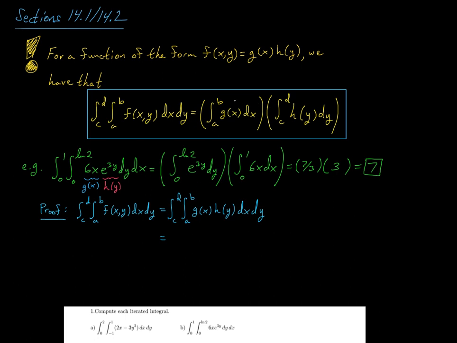Okay, so here's the general statement. So if your integrand, again, is of the form something that depends only on x, so say g of x, times something that depends only on y, h of y, then to compute the iterated integral of this function, we can just split it up as this product of single variable integrals, okay?